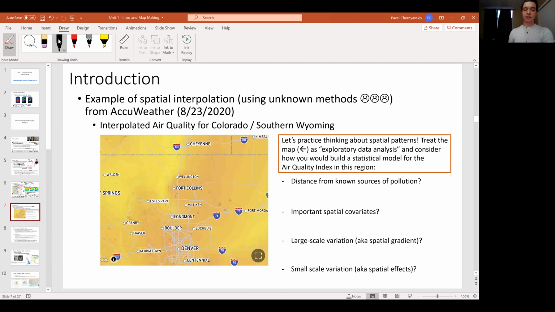The last thing I want to do today, just to get us started. I guess I'm really affected by current events. I'm affected by things that are happening right now. And man, the air was bad. On this day, the air was bad in Fort Collins, where I live. So I went to AccuWeather and I said, all right, how is the air quality around my city?